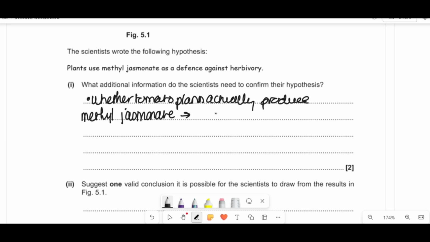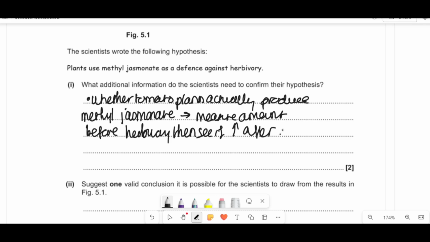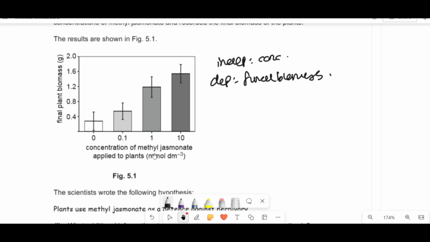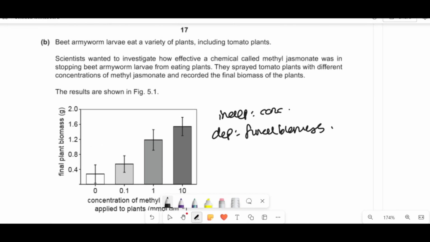So the whole reason is then we can measure how much they make, and then give them these pests and see what happens. So you would measure the amount before herbivory, then see if this increases after, right? As well as that, this student says that plants use it against herbivory, right? So we also need to see if other insects respond in the same way, because our question was to look at how well this armyworm does it.